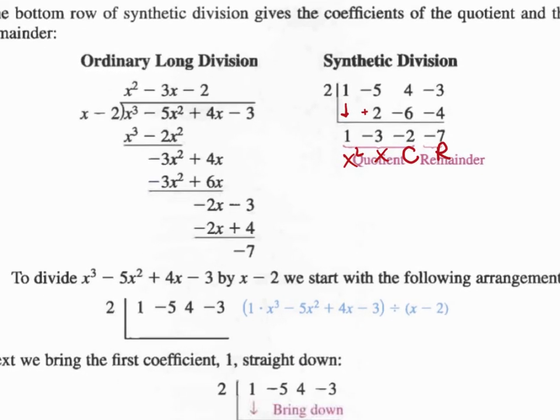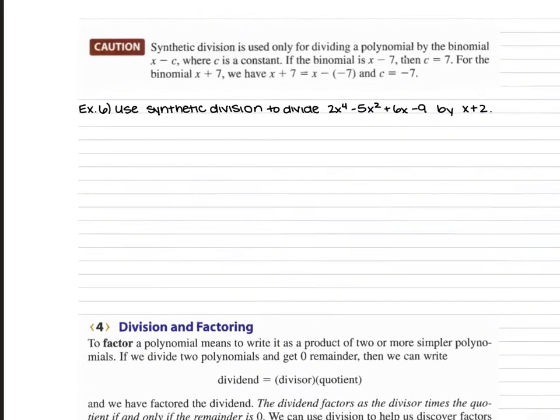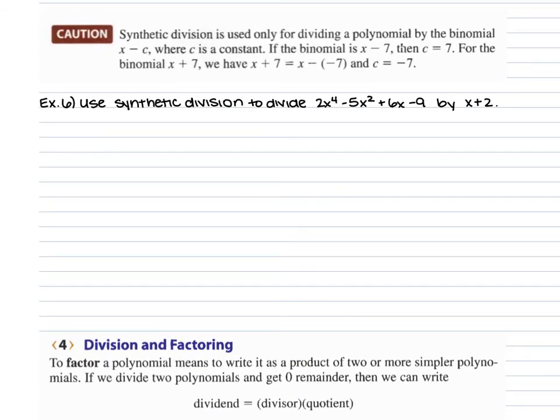Okay. If we look at example 6, we're using synthetic division to divide the 2x to the 4th power minus 5x squared plus 6x minus 9 by x plus 2. There's a few things that you have to do with this. Yes, you're going to take that x plus 2 and set it equal to 0 to see what the number is going to be on the outside of your synthetic division. However, if you look at the polynomial that's given to you, that 2x to the 4th power minus 5x squared plus 6x minus 9, it does not represent every single power from 4 to 0.